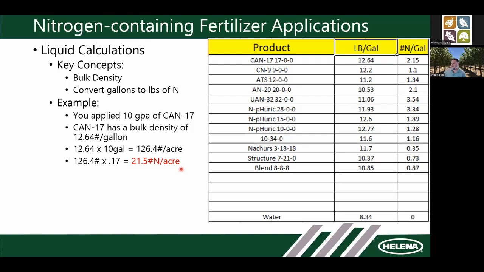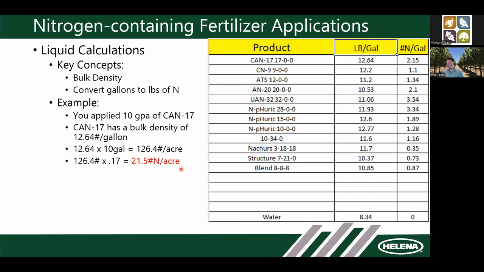Now, you need to do this calculation for every fertilizer application you make. So if you had 3 fertilizer applications that contain nitrogen over the course of the season, say you did a bud break application, you did a pre-bloom application, and then you did a post-harvest application of fertilizer, you need to account for all of those.